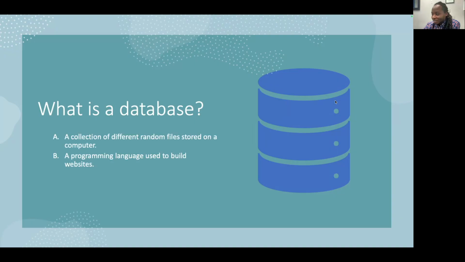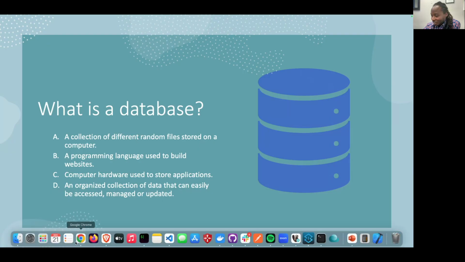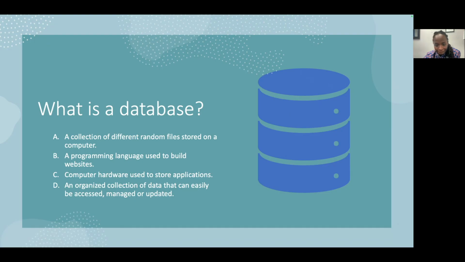So what is a database? If you'll write in the comments what you think the answer is between A, B, C, D, or if you can shout it out. And RJ will tell me if anybody has answered too. I'm watching the comments. My guess would be D, an organized collection of data that can be easily accessed, managed, or updated.